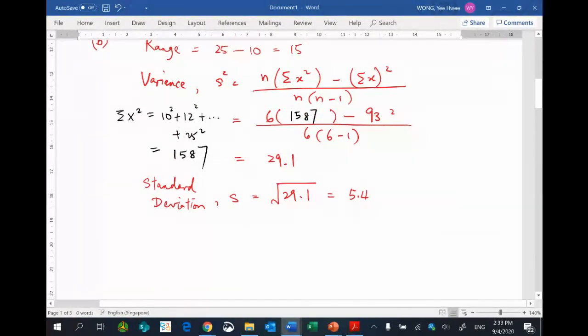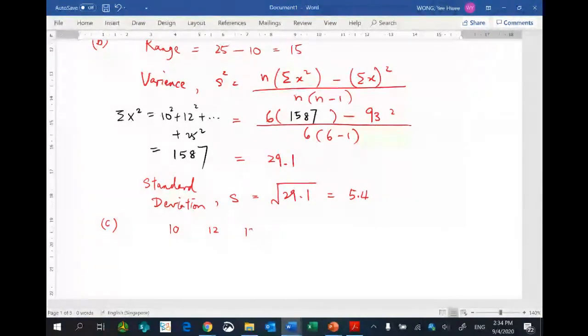Right, so we have range, we have variance with standard deviation, we have answered part B. And we proceed to part C. Part C asks us to find interquartile range. We know in order to find interquartile range, we need to find Q3 and Q1. So I rewrite this so that you can see clearly. This is from the top right, so I just rewrite this.